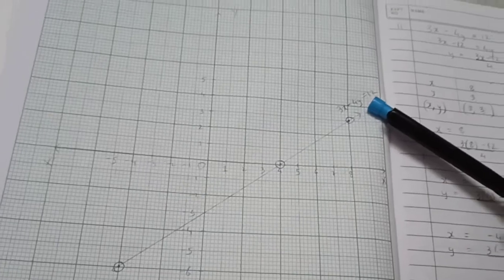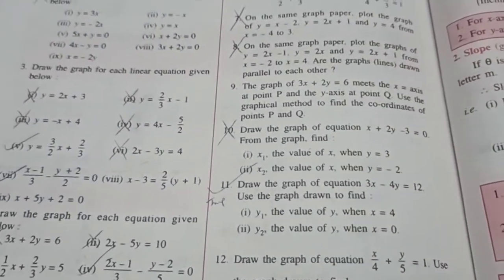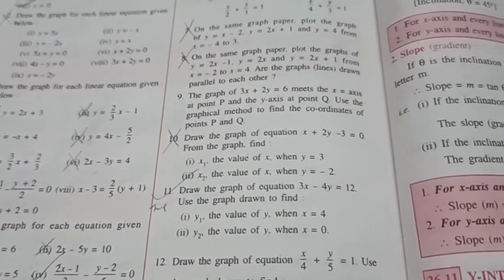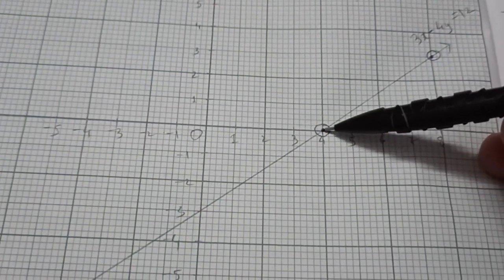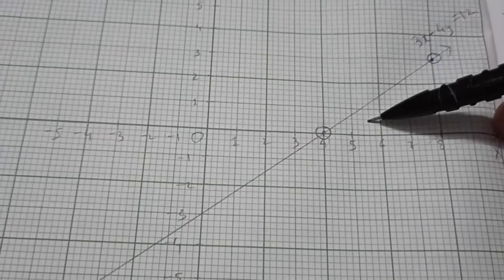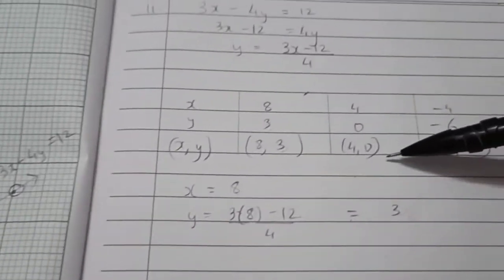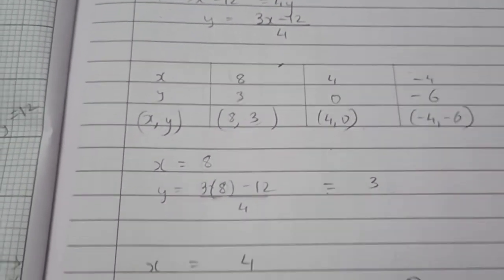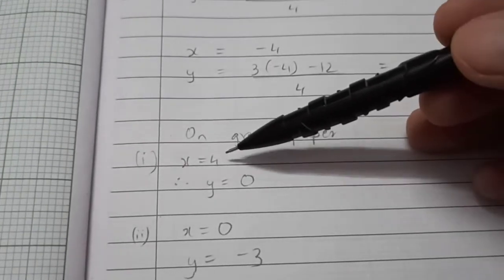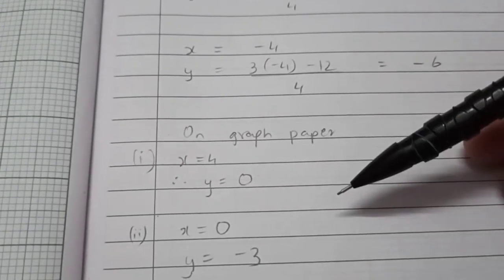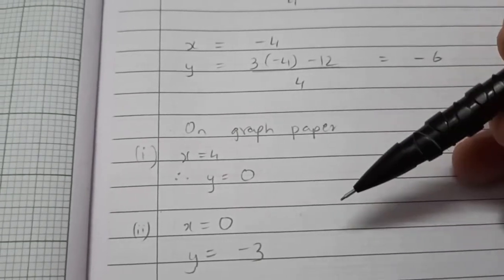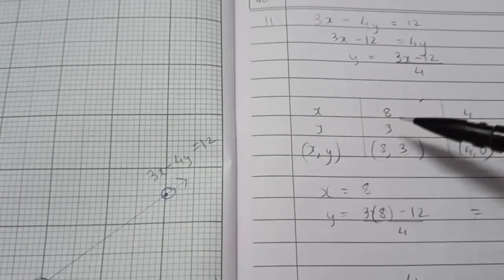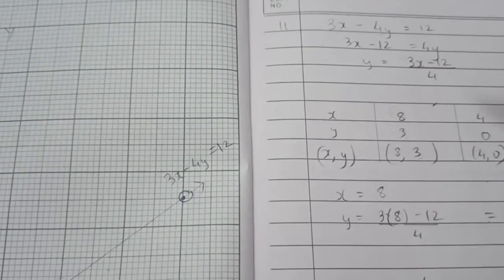Now, Roman number 1 says, if the value of x is 4, what is the value of y? Well, if the value of x is 4, then the value of y is 0. In fact, that is one of the points I had already taken, coincidentally. So I will just write the answer: when x is equal to 4, y is equal to 0. Now, Roman number 2 is what happens when x is equal to 0. So that's why I didn't take 0 here. I took a different value, although it was not necessary for me to do so.